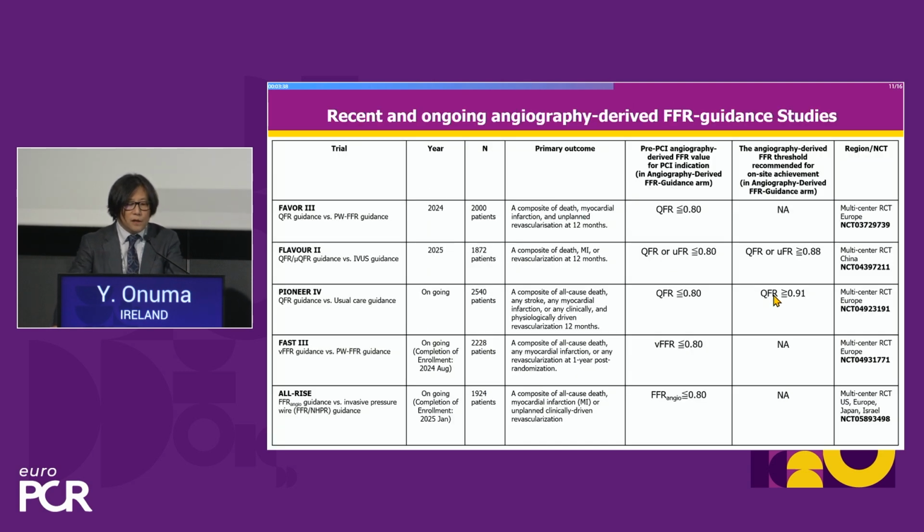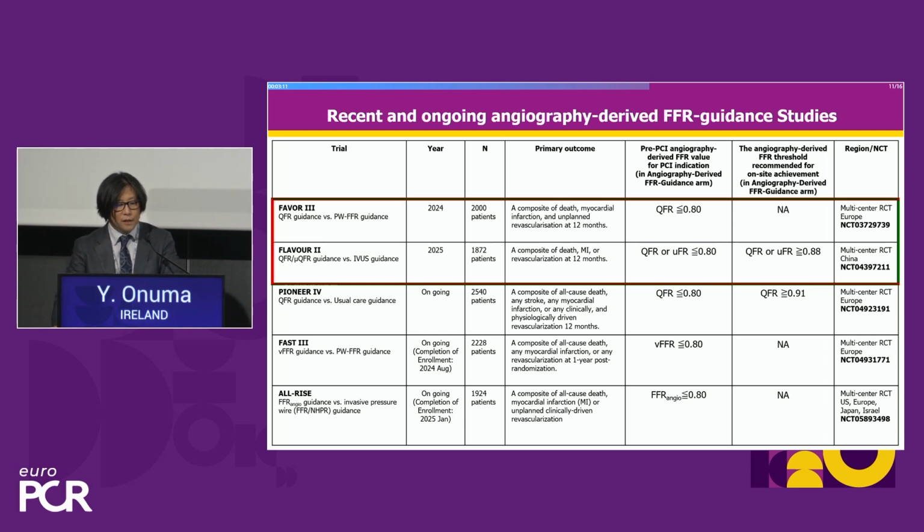So these are the recent and ongoing angiography-derived FFR guidance studies. Recently, there are two publications in the Lancet, FAVOR 3 and FLAVOR 2. PIONEER 4 is still ongoing, and also later this year or next year, we will hear about FAST 3 and ALL-RISE, which is a comparison between the different types of angio-based FFR software versus the wire-based FFR guidance strategy.